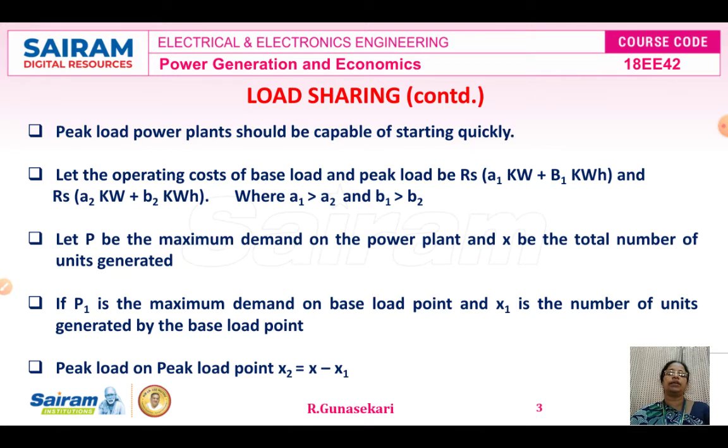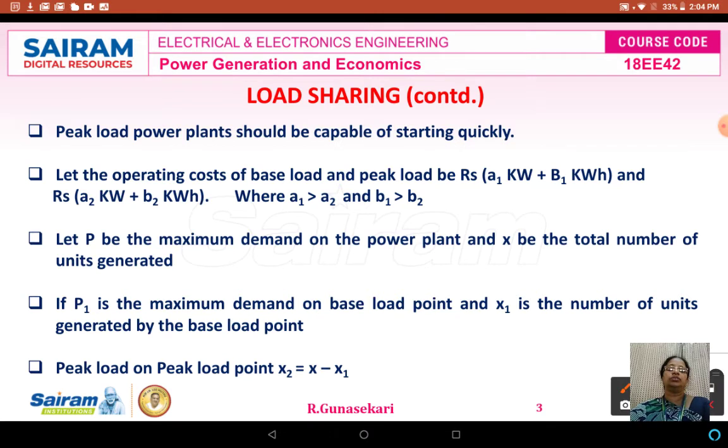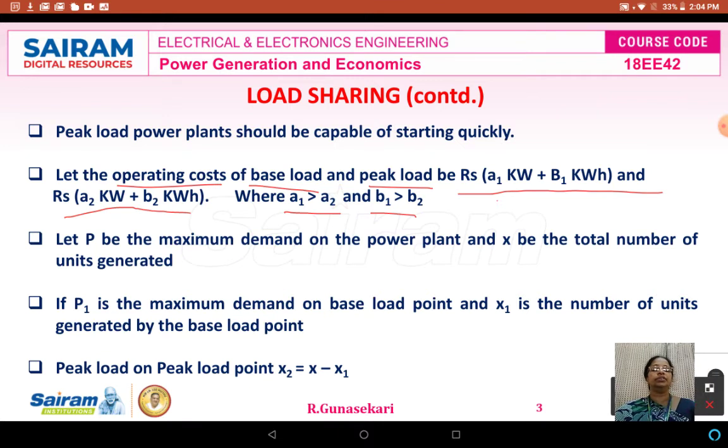Now let us see the formula to calculate the operating cost of the base load and the peak load plants. The formula is rupees A1 per kW plus B1 per kWh, and rupees A2 per kW plus B2 per kWh. In this case, the constant A1 is greater than A2, and similarly B1 is greater than B2. This is the formula for calculating the operating cost for base load and peak load respectively.